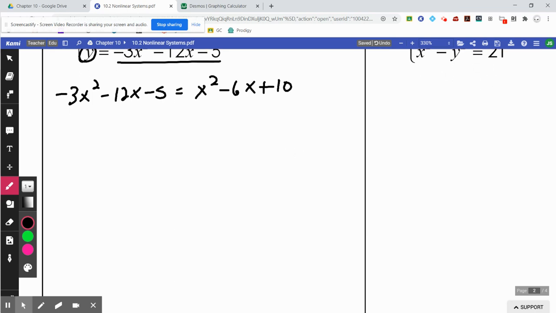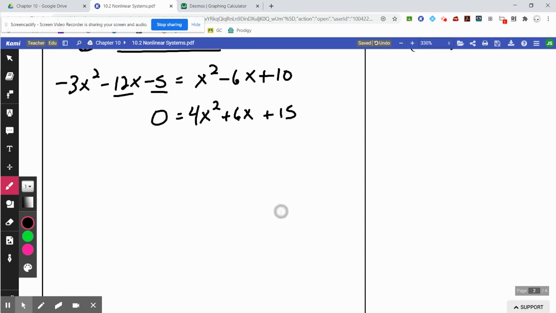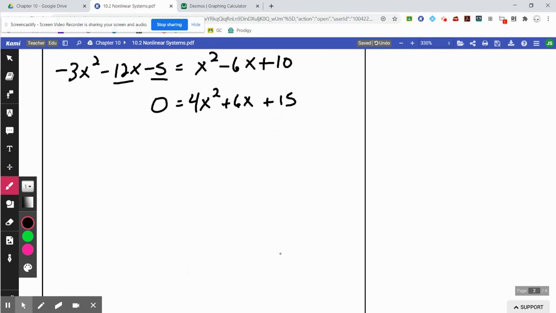It's quadratic, so let's move everything to the same side. I'm going to move it all to the right, so we have positive x squared. So that'd be 4x squared. When you add 12, that'd be a positive 6x. When you add 5, that'd be plus 15. So therefore, you have a bottoms-up factoring problem. So let's go ahead and solve that by bottoms-up factoring. Move the 4, or excuse me, slip and slide. So that'd be x squared plus 6x plus 60.